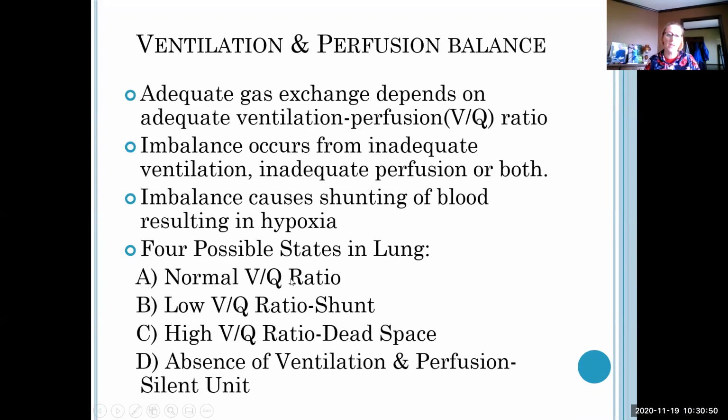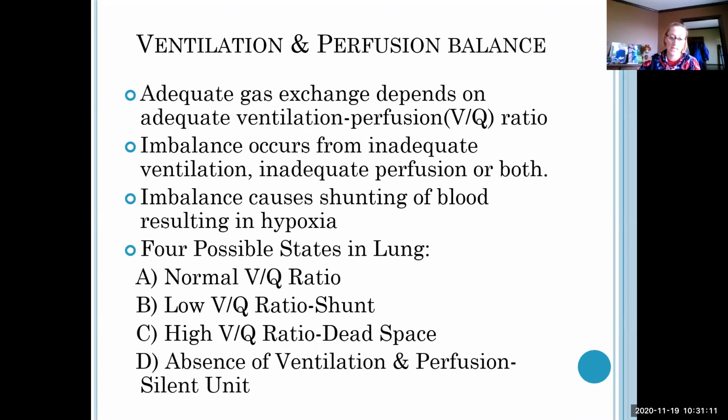Then we have our VQ balance, or ventilation and perfusion balance. Adequate gas exchange depends on this adequate ratio between our ventilation and our perfusion. There's an imbalance that occurs from inadequate ventilation, inadequate perfusion, or both. And imbalances cause shunting of the blood that can result in hypoxia.